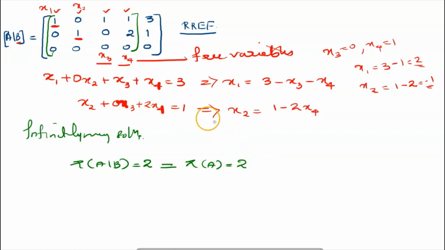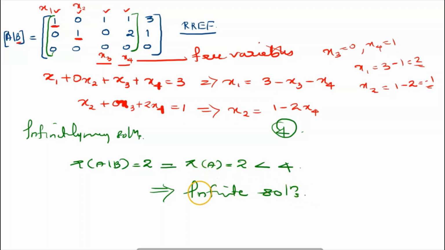What is the number of variables? 4. The number of variables is 4, which means the rank is less than 4. So rank of AB equal to rank of A means the system is consistent. The system has a solution, but the rank is less than the number of variables. That means the system has infinite solutions.